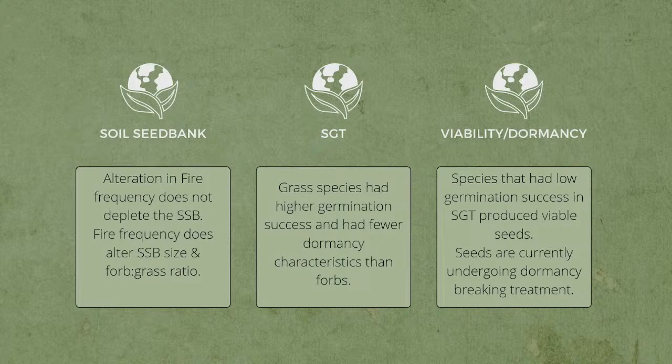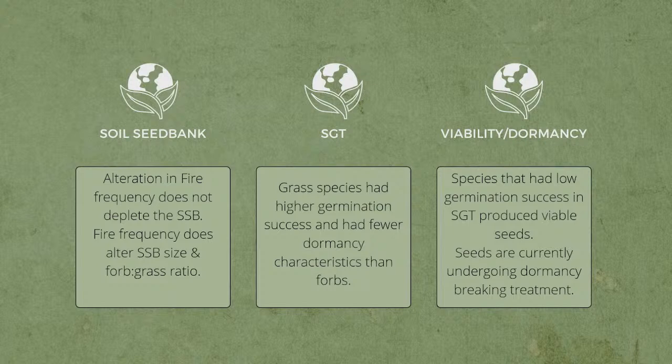The results we have so far are for the soil seed bank. We saw that alteration in fire frequency does not deplete the soil seed bank, but it does alter the seed bank size and forb-grass ratio of species within the soil seed bank. For example, in the fire exclusion plot, we saw the soil seed bank is dominated by grass species and has a very low proportion of forb species. It is also a very large soil seed bank.